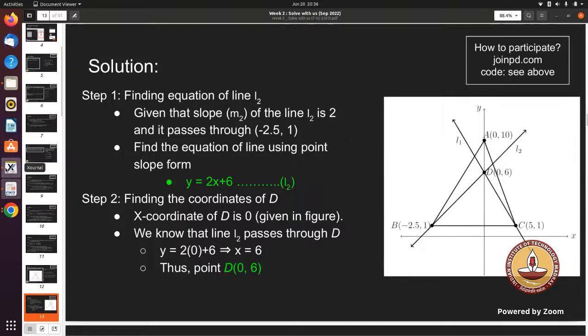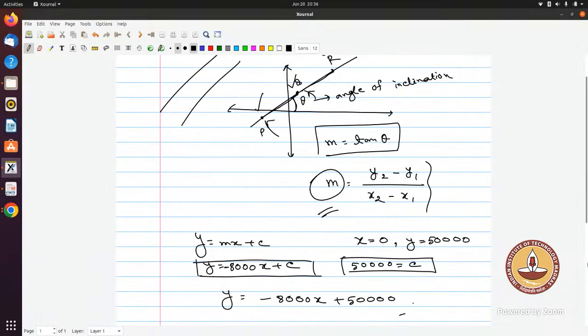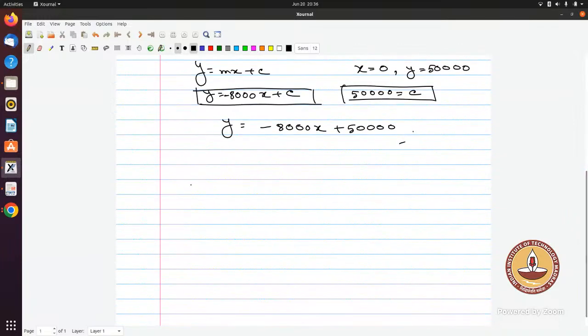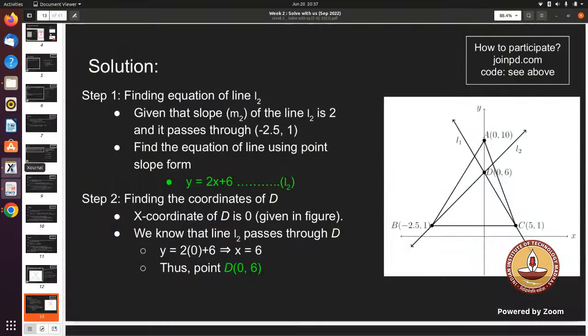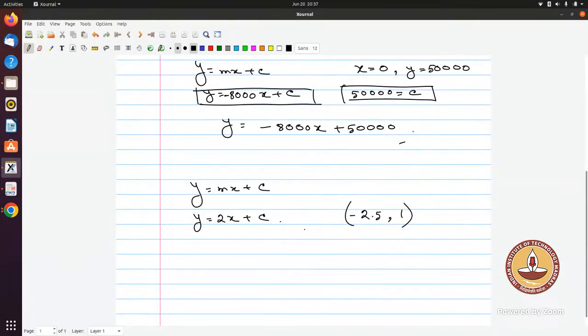How is that coming? So let me write it there. The two-point formula, sir. Y minus y1 divided by x minus x1, or you can just do y equal to mx plus c. So m is 2, that is given, and minus 2.5, comma 1 is the point given. If I just put this in the equation, I will get c. So this is 2 times minus 5 by 2 plus c, so this will cancel out. C will be 6. So the equation is y equal to 2x plus 6.